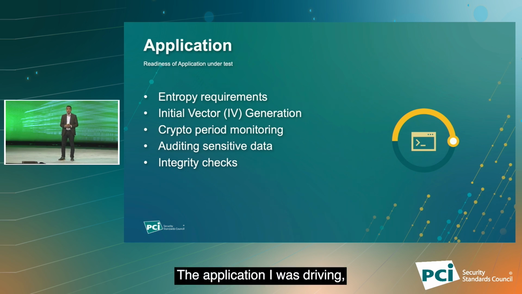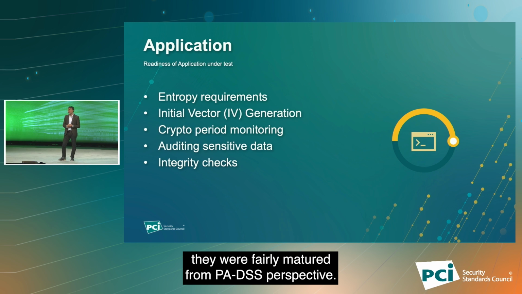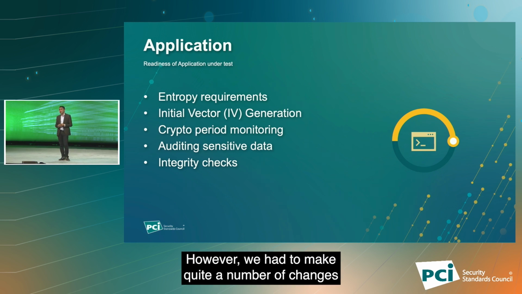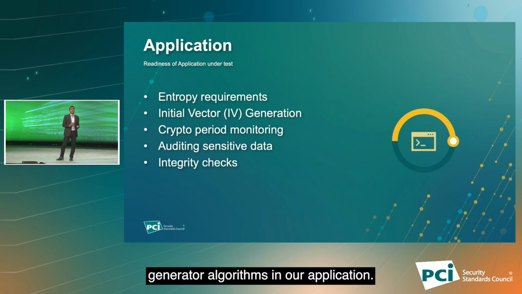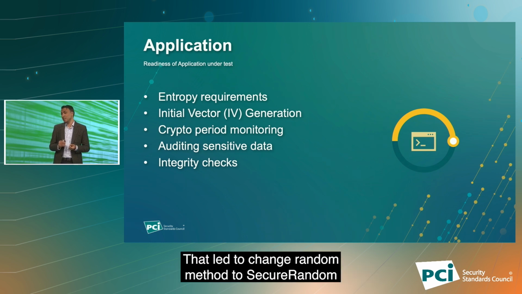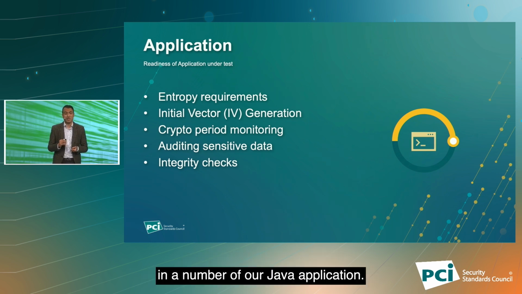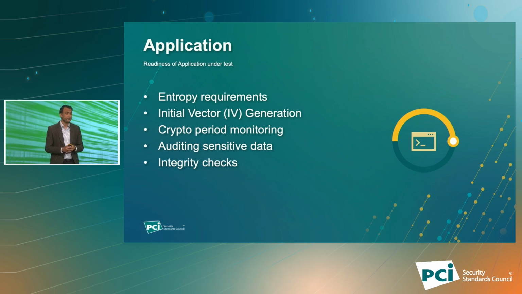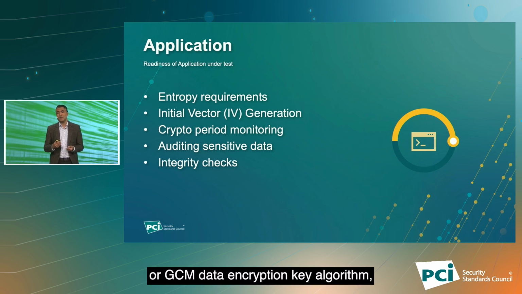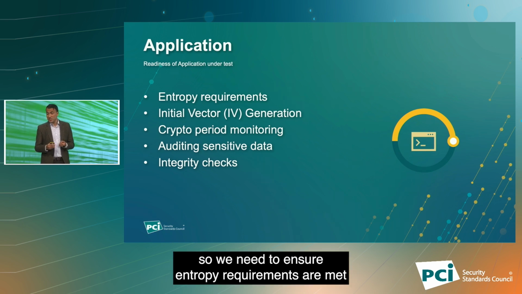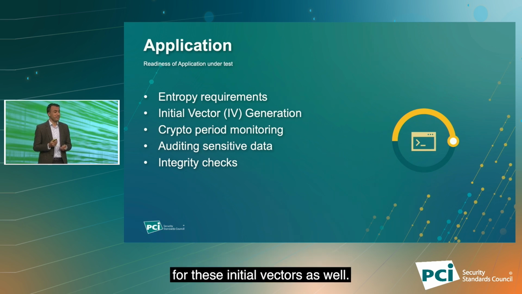The application I was driving was fairly mature from a PA DSS perspective. However, we had to make quite a number of changes to the application. PCI S3 heavily emphasized entropy requirements. That means we have to use appropriate random number generator algorithms in our application. That led to changing the random method to secure random in a number of our Java applications. If you're using AES with CBC or GCM as the data encryption key algorithm, those require initial vectors, so we need to ensure entropy requirements are met for these initial vectors as well.